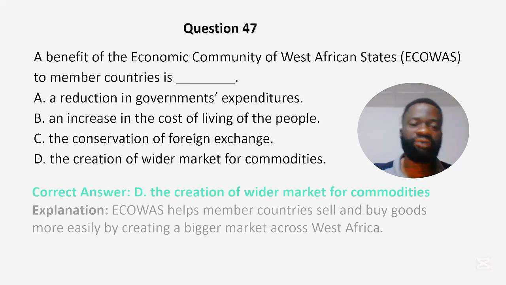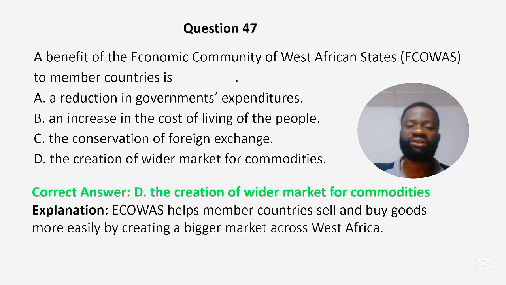The correct option is D. The creation of wider market for commodities. ECOWAS helps member countries to sell and buy goods more easily by creating a bigger market across West Africa.